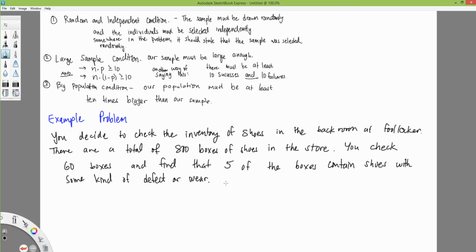Okay. Are any conditions violated to use? So don't shout it out, but think about this. Oh, I'm sorry. You check 60 boxes randomly. Actually, I'll say that, randomly. And find that 5 of the boxes contain shoes with some kind of defect or wear.